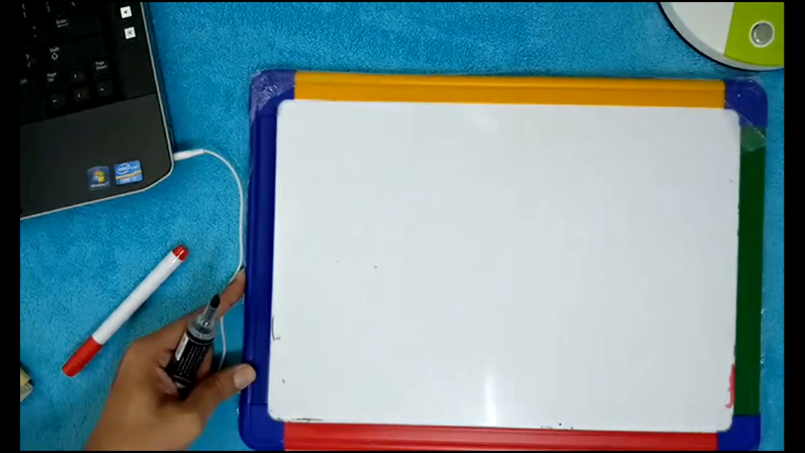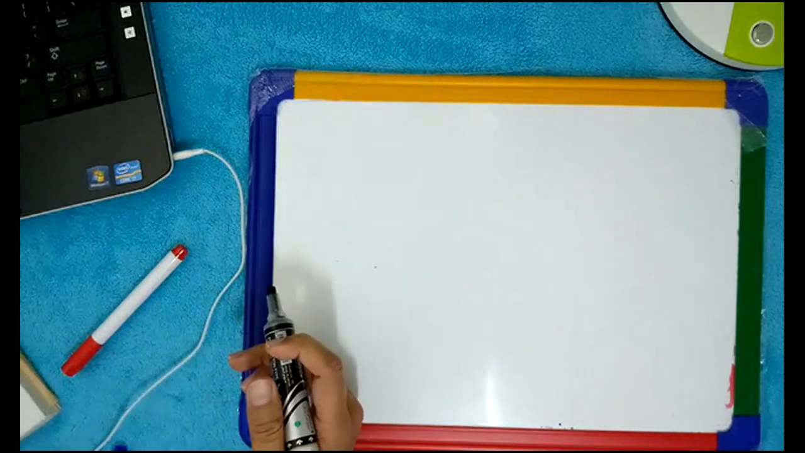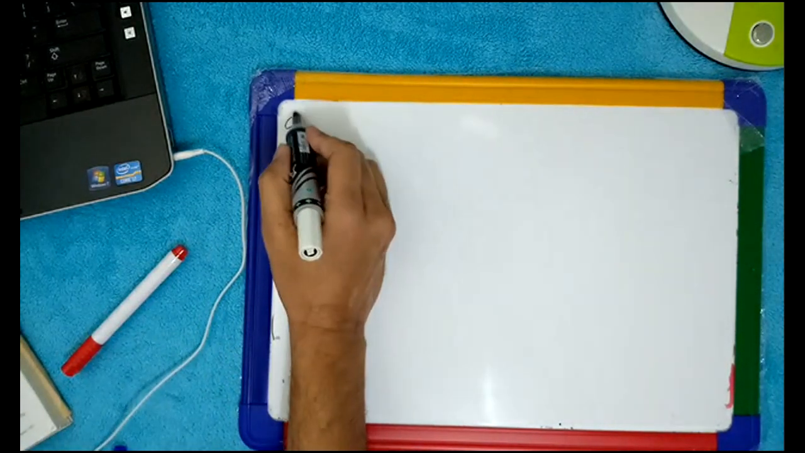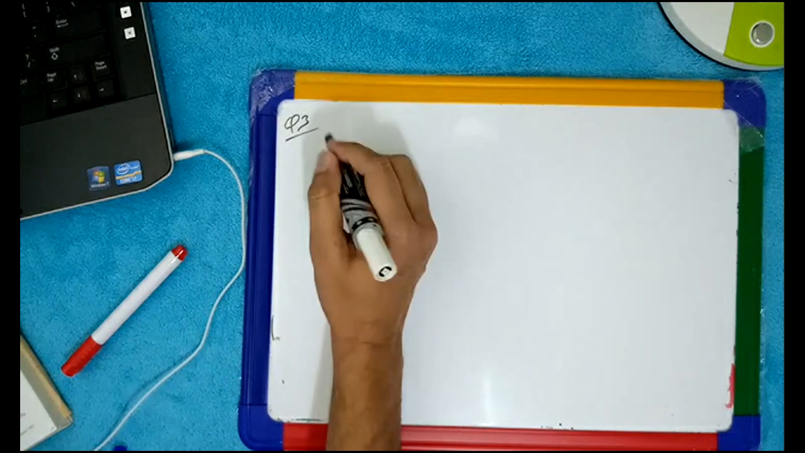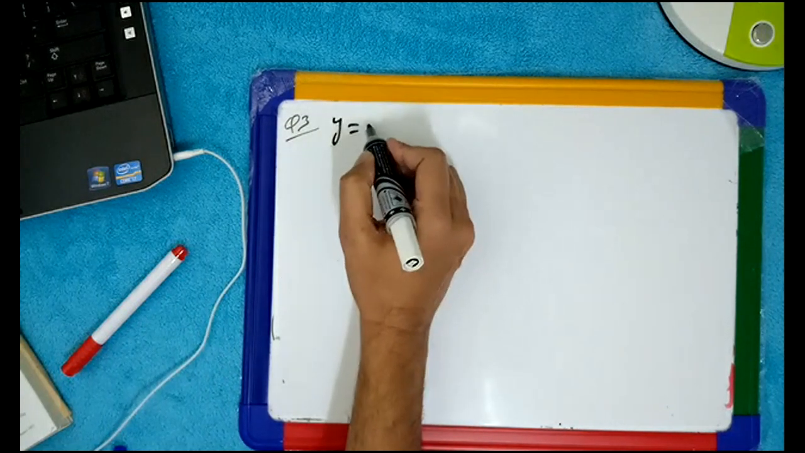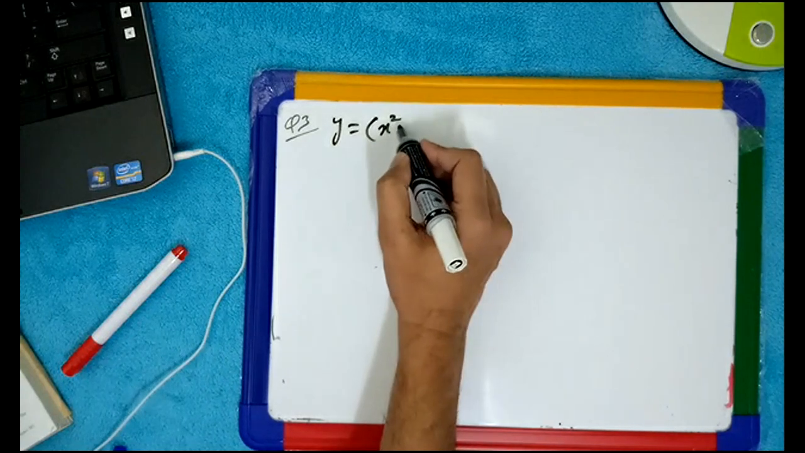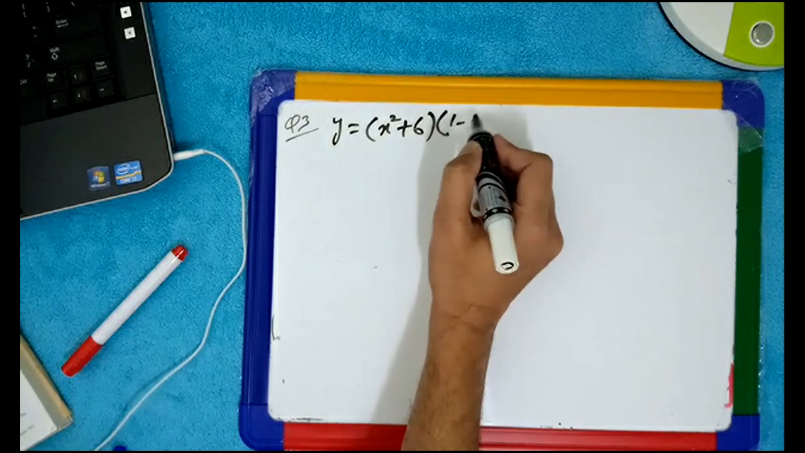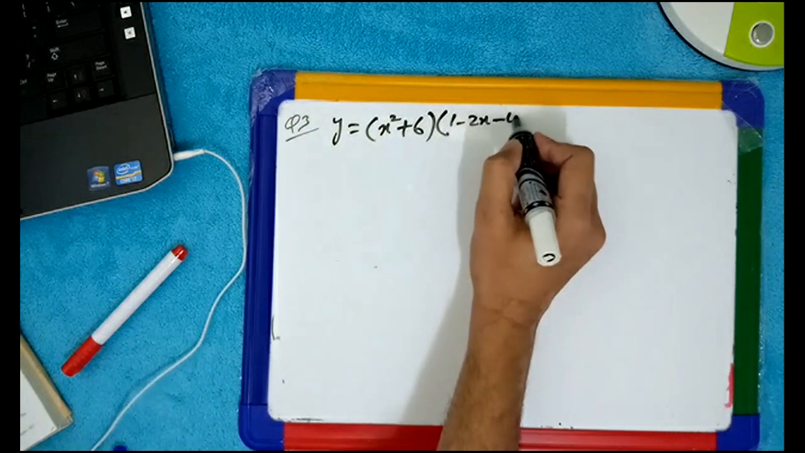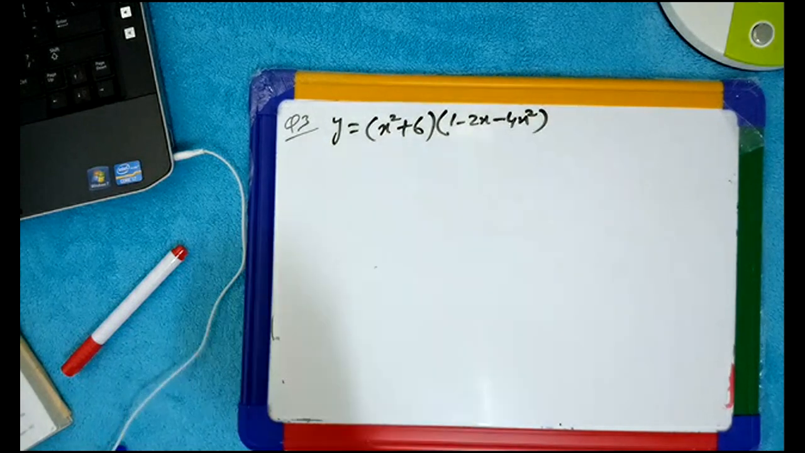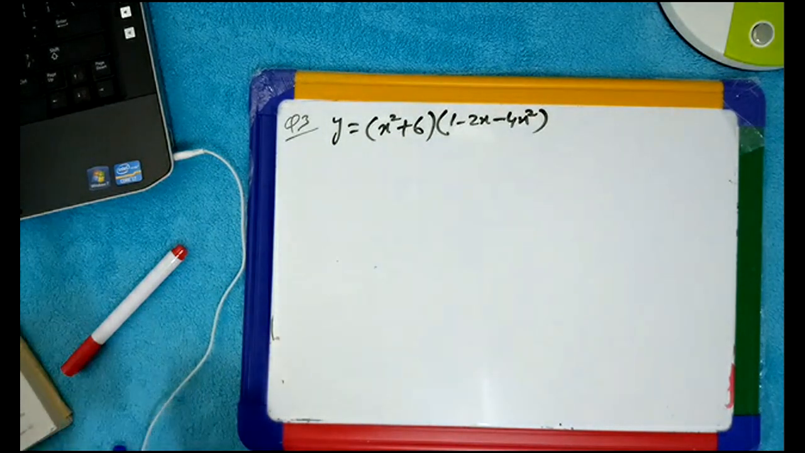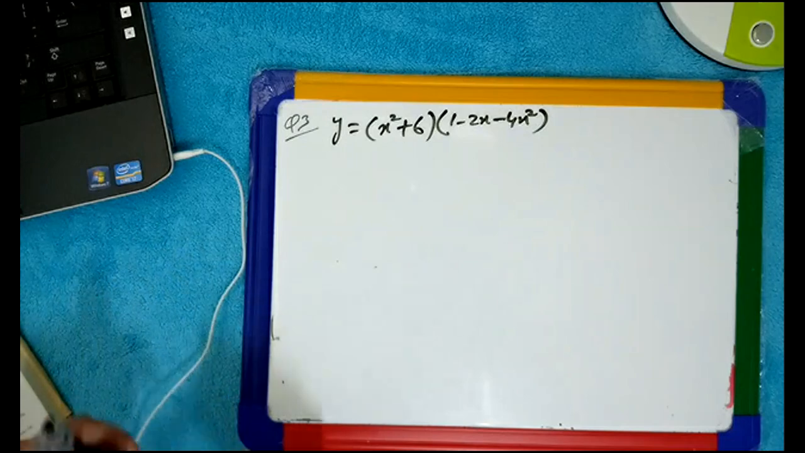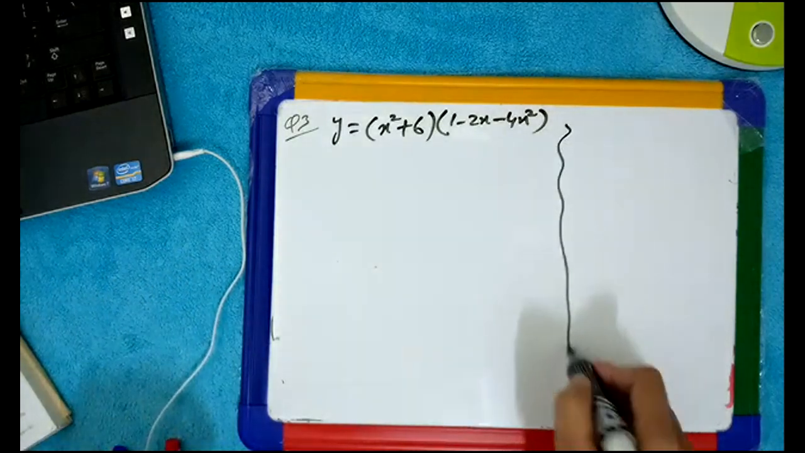Okay, so the next question, question number 3, is y equals (x^2 + 6) times (1 - 2x - 4x^2). If you participate, I will know that you are following. So let's see. Now tell me what is u and what is v. So u is x squared plus 6. Next step.